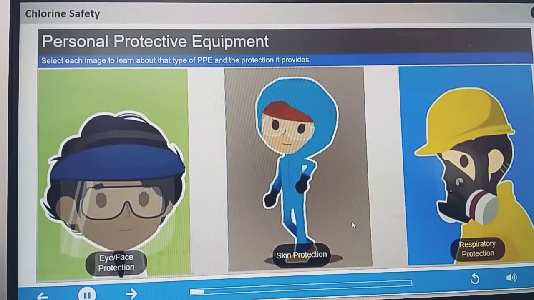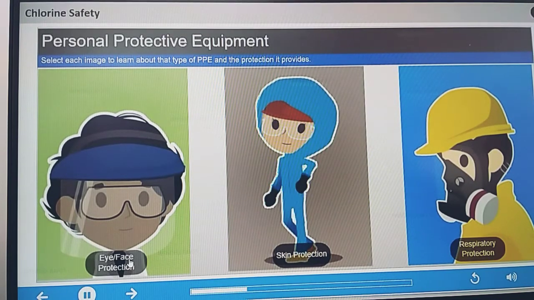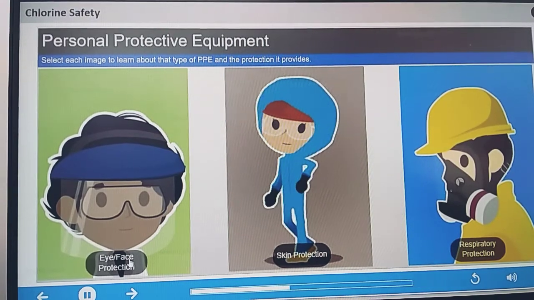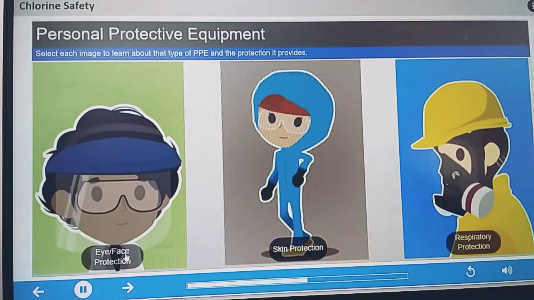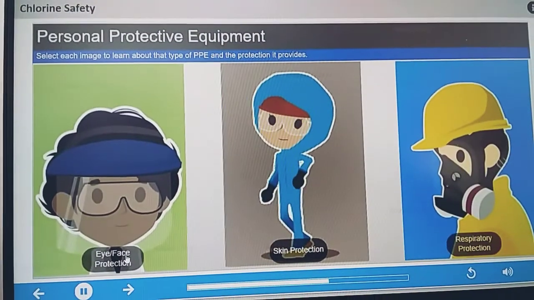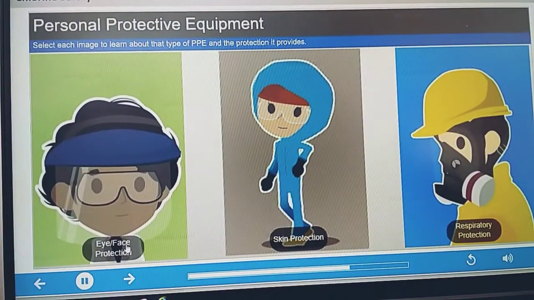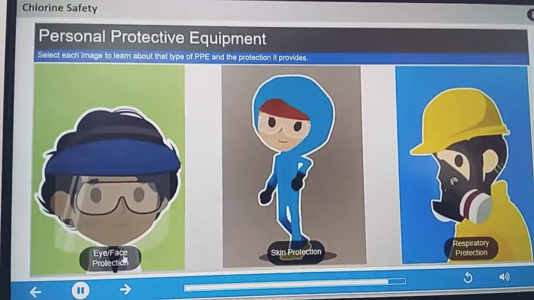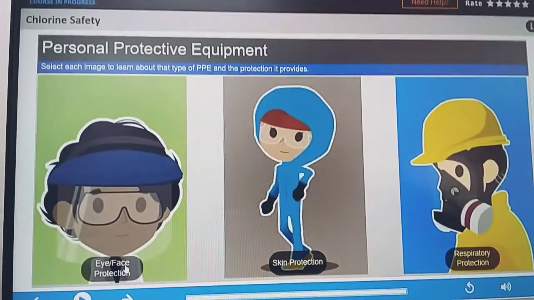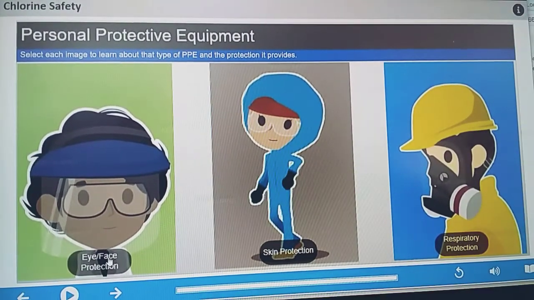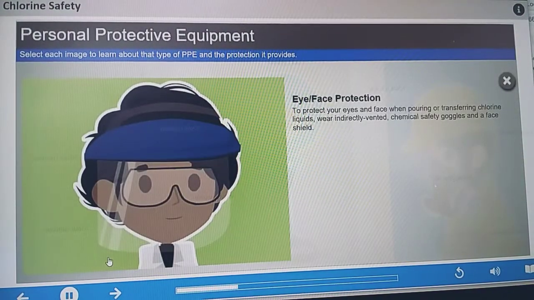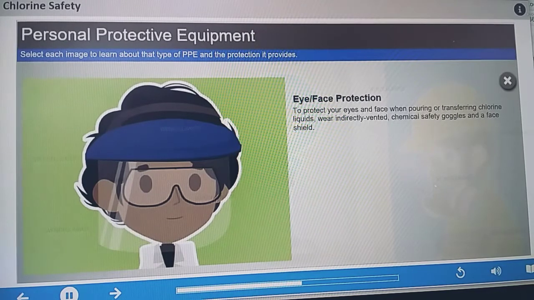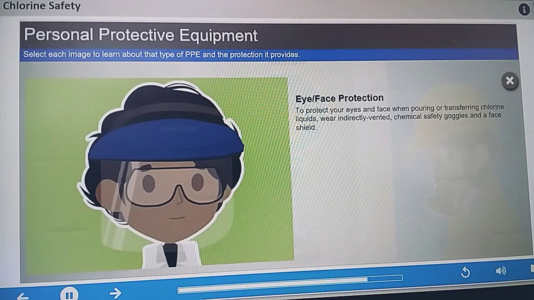If you will be working in an area or performing a task that may expose you to a hazardous level of chlorine, you must wear appropriate personal protective equipment, or PPE, as described by the SDS for the chlorine material you will be handling. Select each image to learn about that type of PPE and the protection it provides. After reviewing the content, select the X to return to and learn about the remaining images. To protect your eyes and face when pouring or transferring chlorine liquids, wear indirectly vented chemical safety goggles and a face shield.